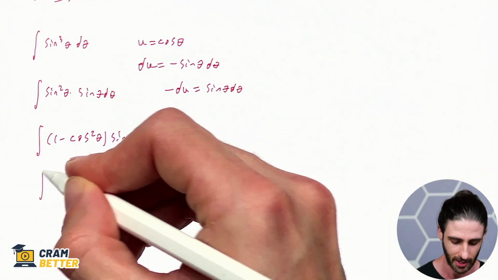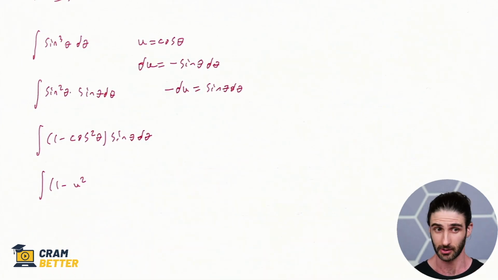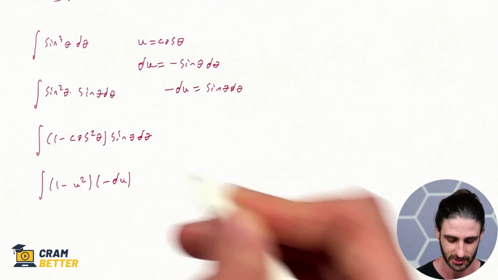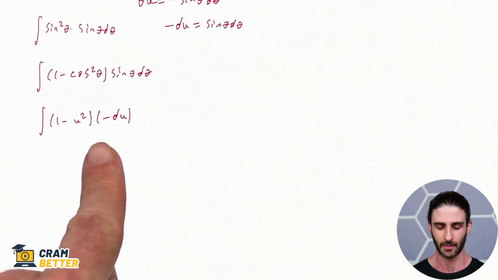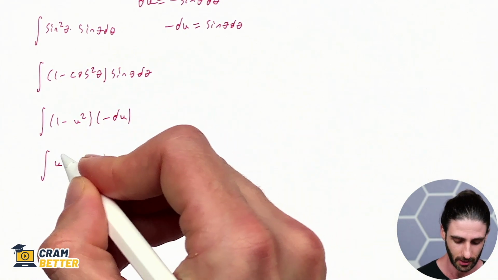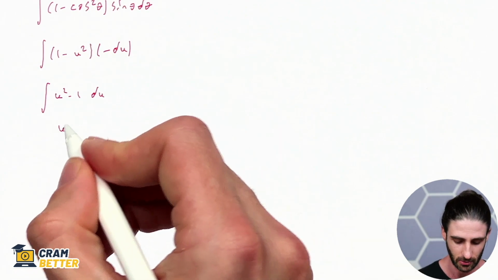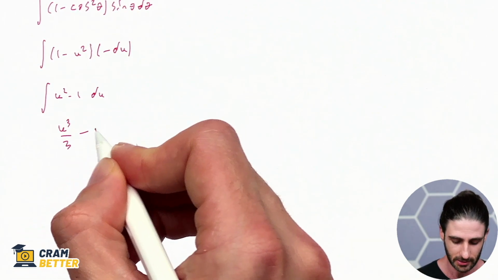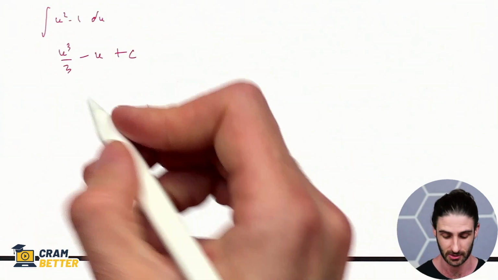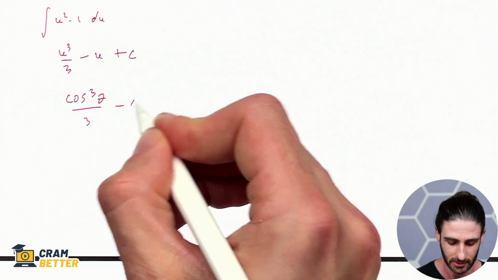And now I'm going to plug in what I can. I'm going to sub everything in. So I have integral 1 minus u squared. Remember, cosine was my u, so I'm plugging that in. And then sine of theta, that's negative du, or sine theta d theta is negative du. So I'm going to distribute that negative. I'm going to write this as the integral of u squared minus 1 du. And we just do that integral really quickly. We get u cubed over 3 minus u plus c. We sub back in. Remember, our u was cosine. So this is going to be cosine cubed of theta over 3 minus cosine of theta.